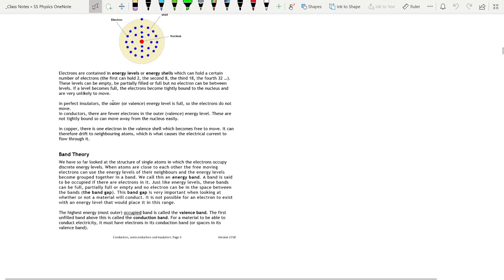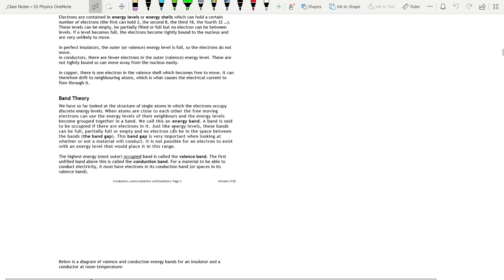In perfect insulators, the outer energy level is full, and the outer energy level is called the valence level. So electrons don't move because they're tightly bound, because it's a full energy level. But in conductors, there are fewer electrons in the outer energy level. These are not tightly bound, so can move away from the nucleus easily. In copper, there's one electron in the valence shell, which becomes free to move. It can therefore drift to neighbouring atoms, which is what causes the electric current to flow through it.